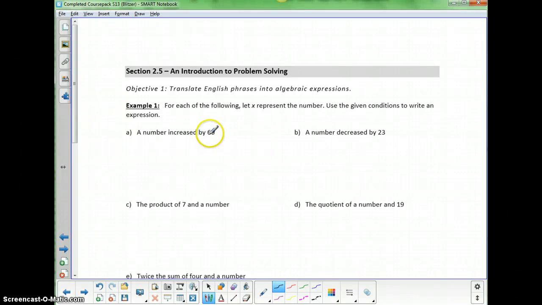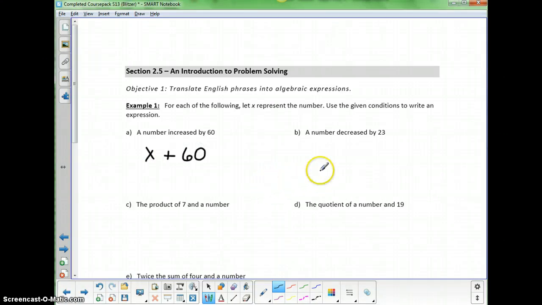Section 2.5 is an introduction to problem solving. In the first objective, we're looking at English phrases that can be directly translated into mathematical phrases. For example, a number increased by 60. A number is my unknown. Increased by is a word for addition. 60. That would be the mathematical translation.